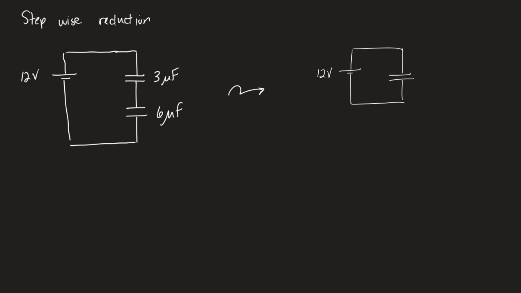So I'm writing a stepwise reduction. I'm finding a series element in the circuit, and I'm suggesting to myself I could reduce them down to a single capacitance. I'm going to bring the battery over because the battery doesn't change. But I'm going to use my rules for series circuits to figure out the equivalent capacitance by doing 1 over C equals 1 over 3 plus 1 over 6. As long as they're in the same units, I don't have to do any conversion. My answer will also be in microfarads.